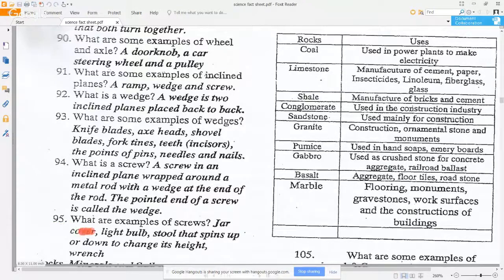95. What are examples of screws? Jar covers, like the peanut butter jar cover, you screw it down. The light bulb, they call it the Edison bulb. You turn that one and you screw that in. The stools that spin up or down to change the height.